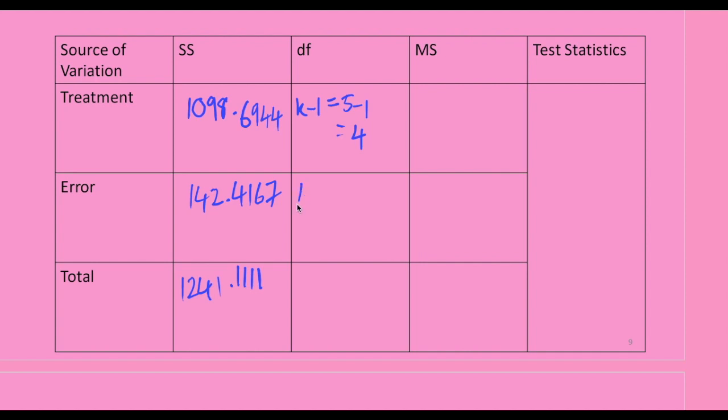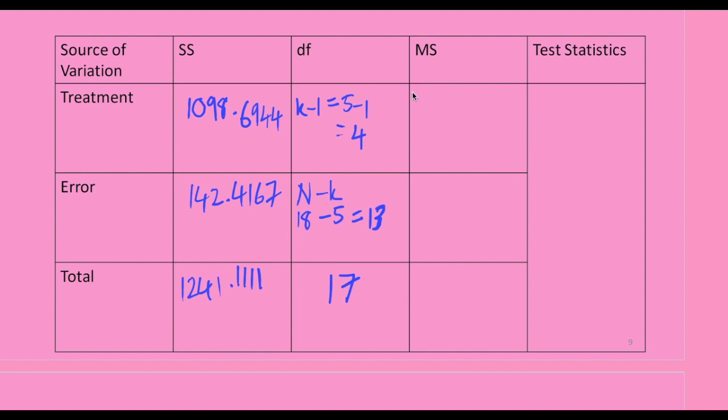Degrees of freedom of error would be N minus K, where N is 18 minus 5 gives us 13. And degrees of freedom of total would be 13 plus 4, which is 17. Or capital N minus 1, which is 18 minus 1, 17.